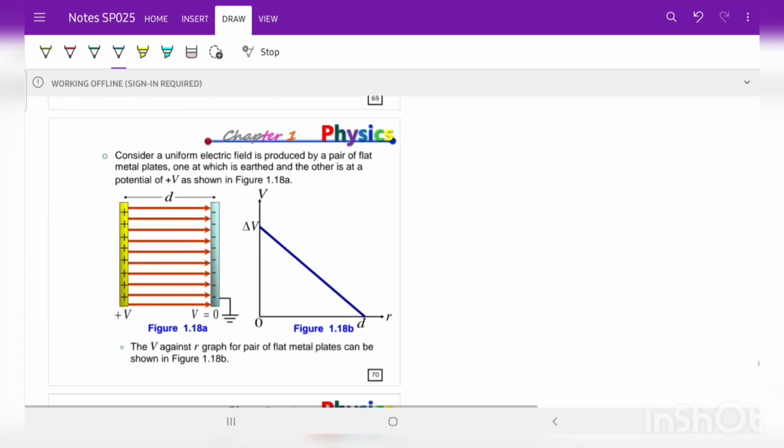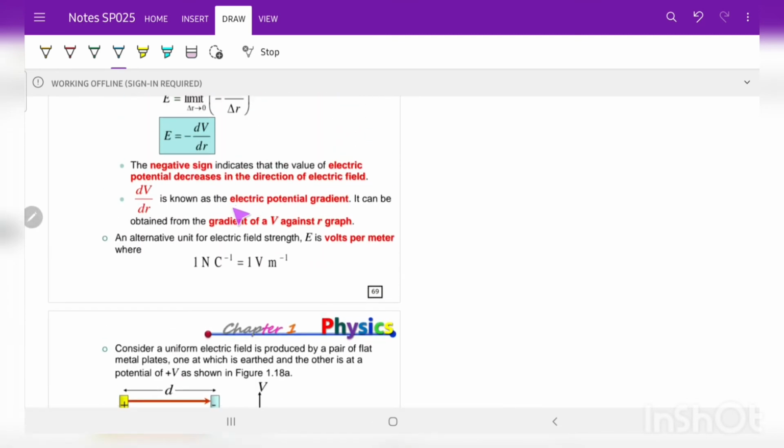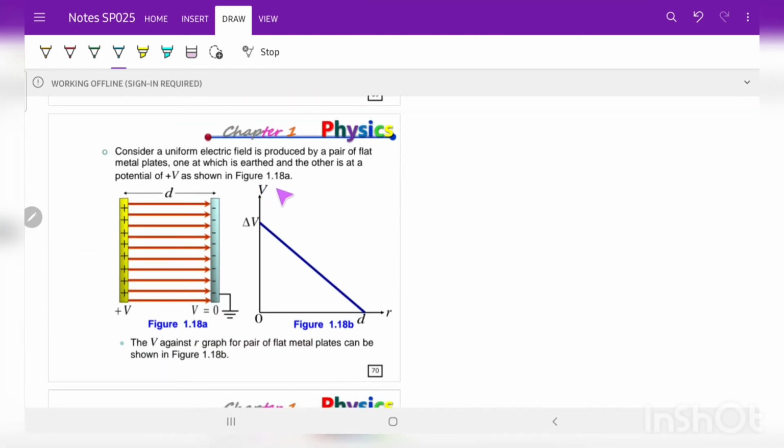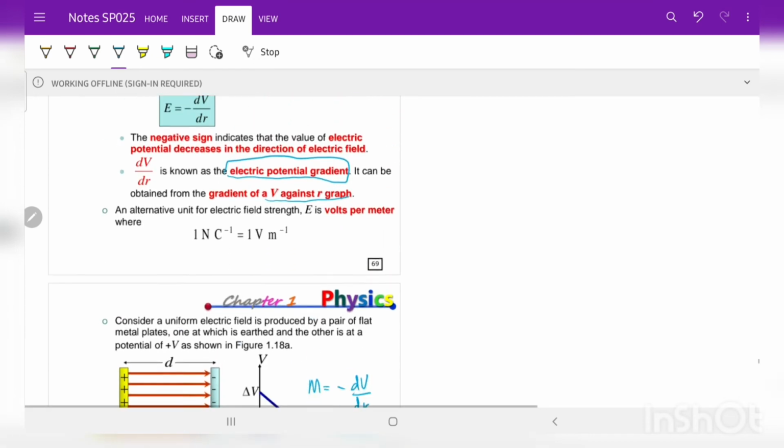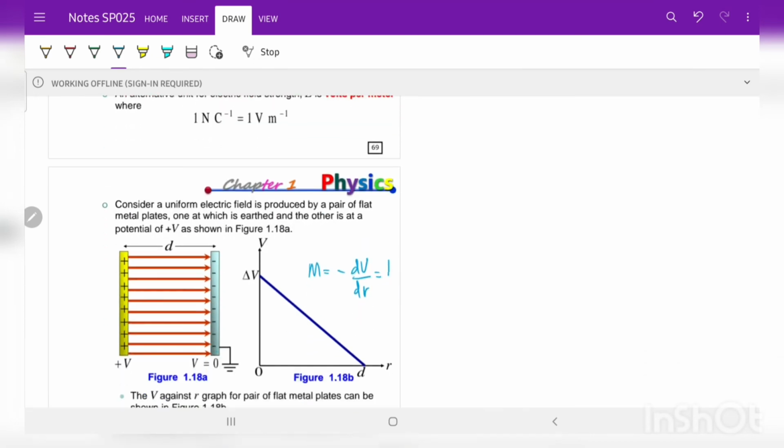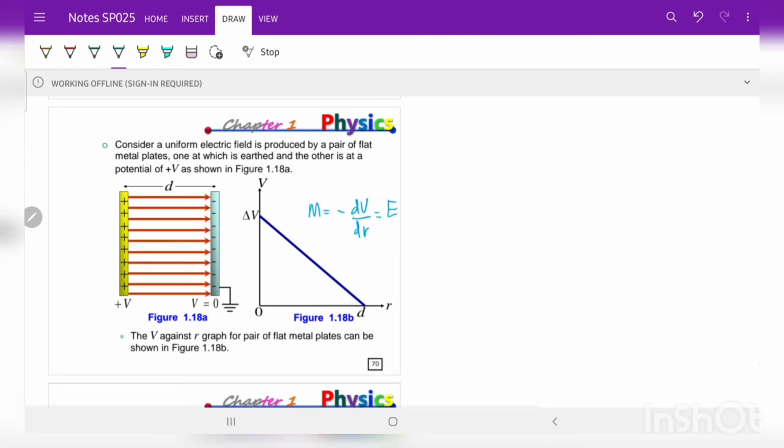Okay, for example the graph here. Oh, mention here: electric potential gradient. dV over dr is also known as the electric potential gradient if we have a graph of V against R. For example, below here is V against R. Its gradient gives a downward sloping graph here, so the gradient is a negative value, dV over dr. And this is equal to our E, the electric field.